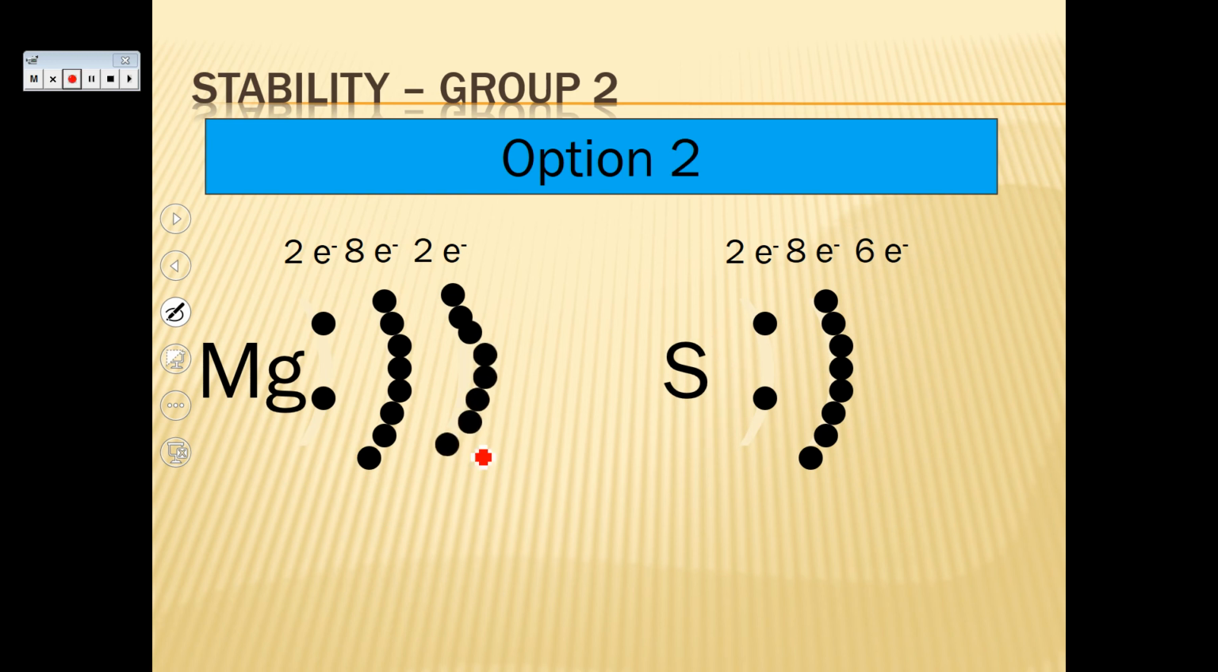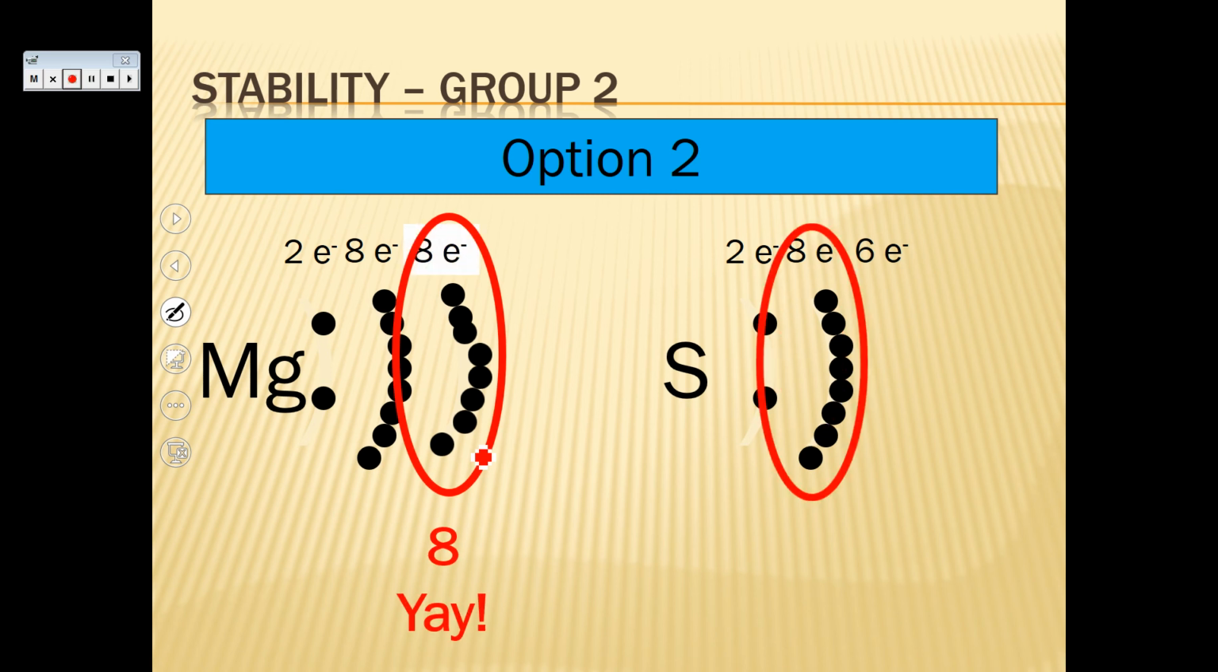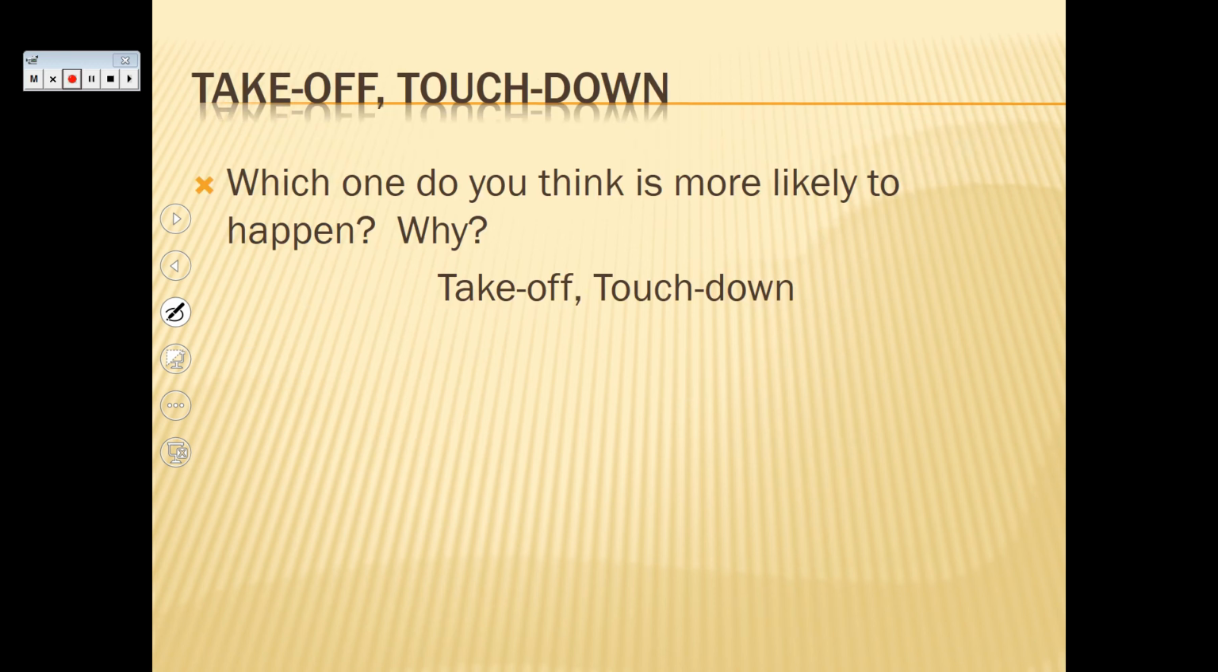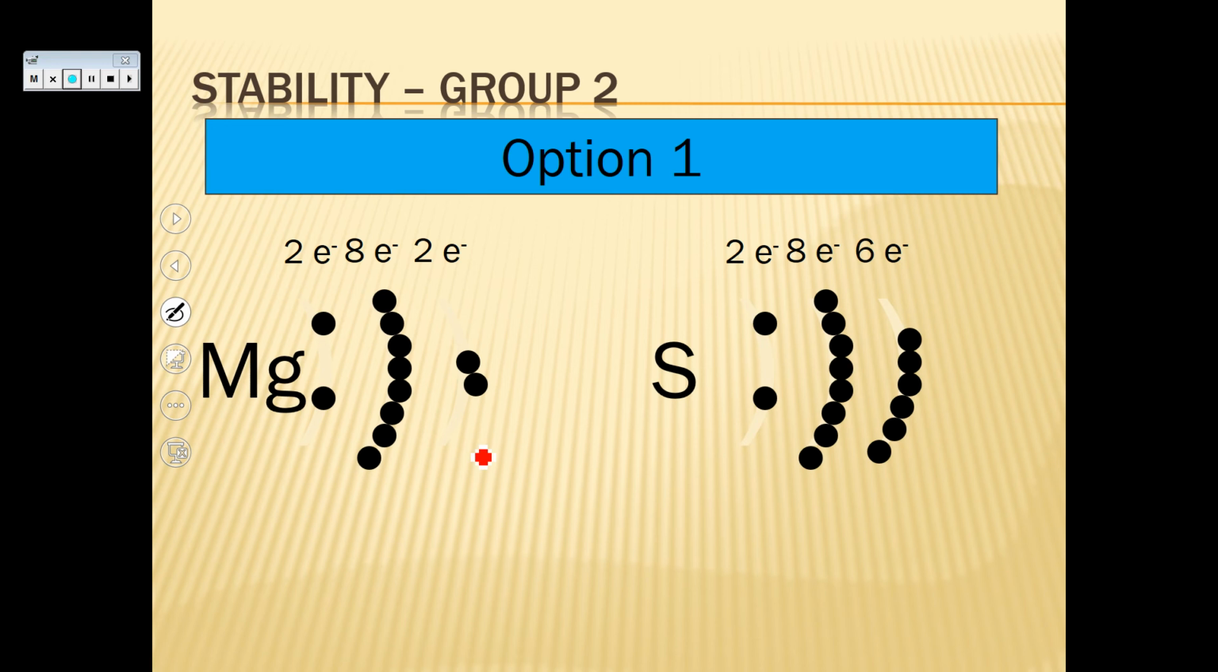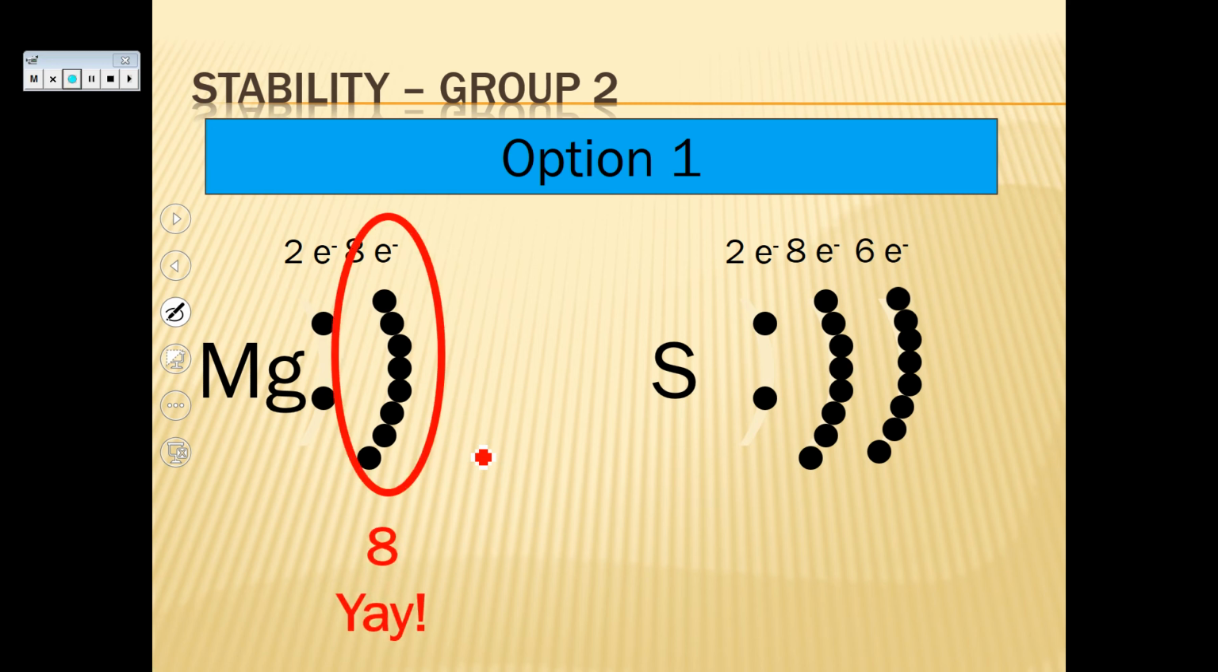Option 2 would be for the 6 electrons in sulfur's outer ring to come over to magnesium. Thus, magnesium getting 8 here and sulfur getting 8 over here. Which option is more likely? The correct answer is option 1. It is easier to pull 2 electrons towards sulfur, requiring less energy, than it is to pull 6 electrons from sulfur the other way.